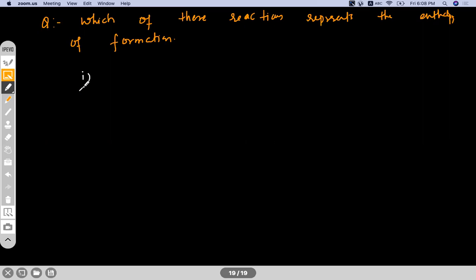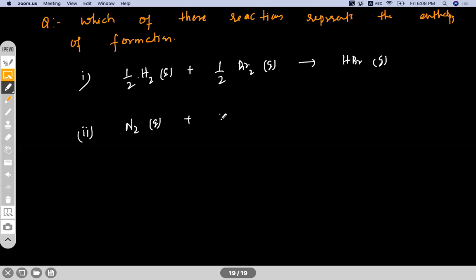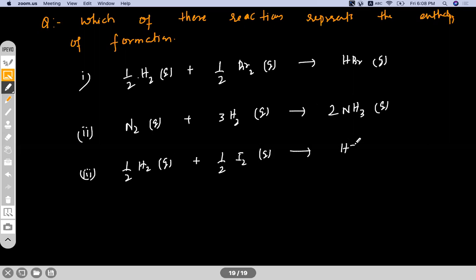The first one is half of H2 gas plus half of Br2 gas gives HBr gas. The second one is N2 gas plus 3H2 gas gives 2NH3 gas. Third one is half of H2 gas plus half of I2 gas gives HI gas. And the last one is half of H2 gas plus half of Cl2 gas gives HCl gas.